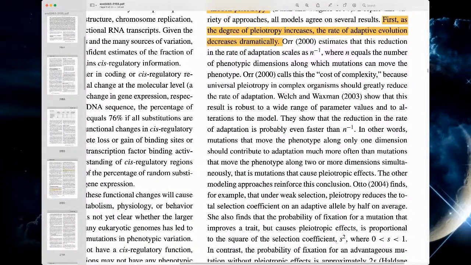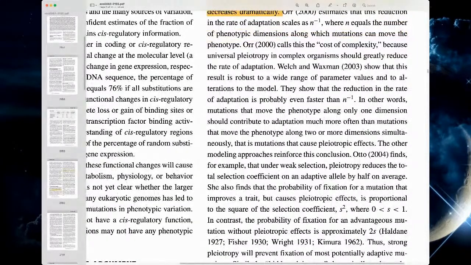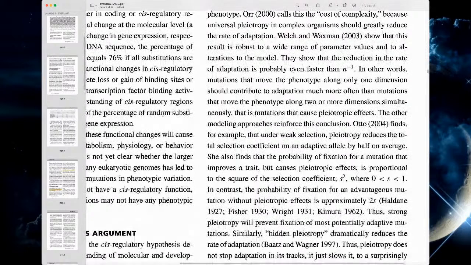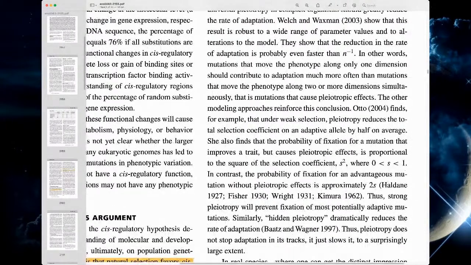So modifying pleiotropic genes is considered a bad thing. And then, of course, we have Haldane's dilemma. Oh, yeah, which we hear about a lot. They love that one. In contrast, the probability of fixation for an advantageous mutation without pleiotropic effects is approximately 2s. Thus, strong pleiotropy will prevent fixation of most potentially adaptive mutations.